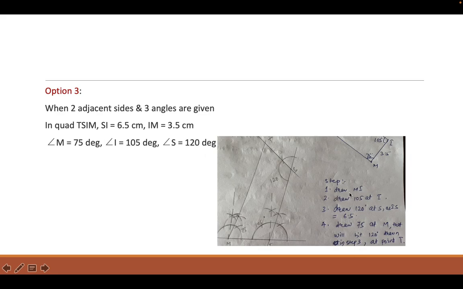So it's also steps I have given here. Draw MI first, draw 105 at I point, which is this one. Draw 120 after that at S point. Okay, draw 75 here, and that will hit 120 degree drawn line at that T point.